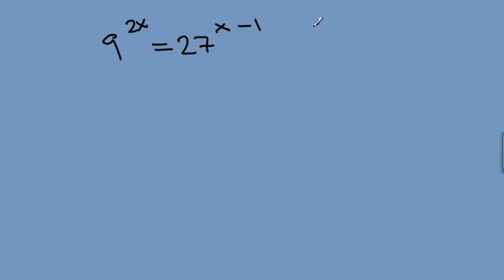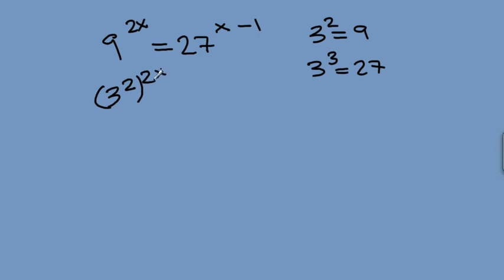So what we have here is we need to look at their common terms. In this case, 3 to the second gives us 9. 3 to the third equals 27. So instead of 9, I'm writing 3 to the second. Instead of 27, I'm writing 3 to the third.